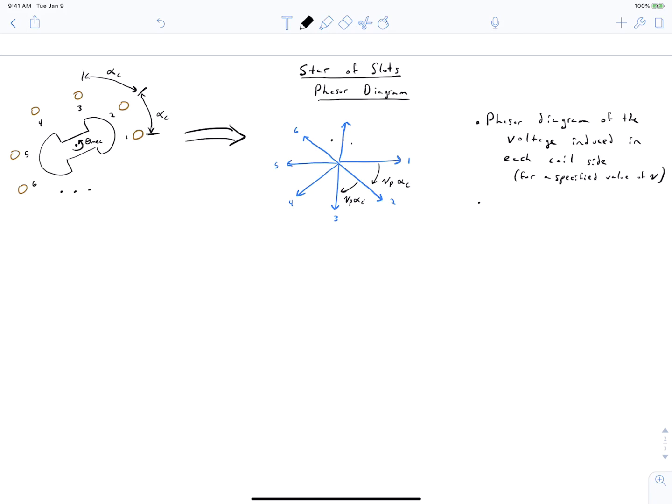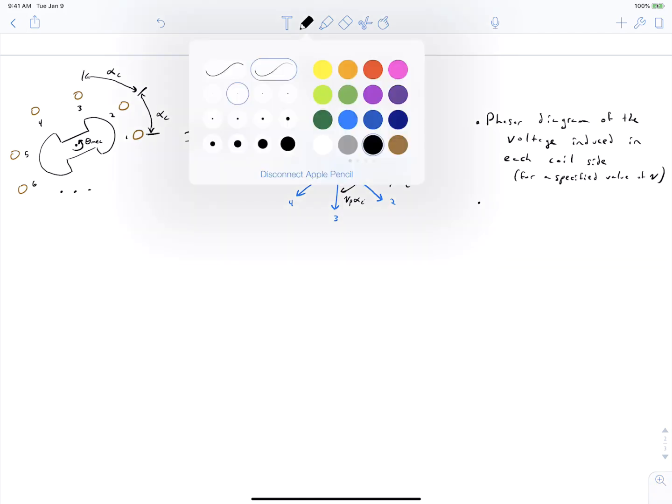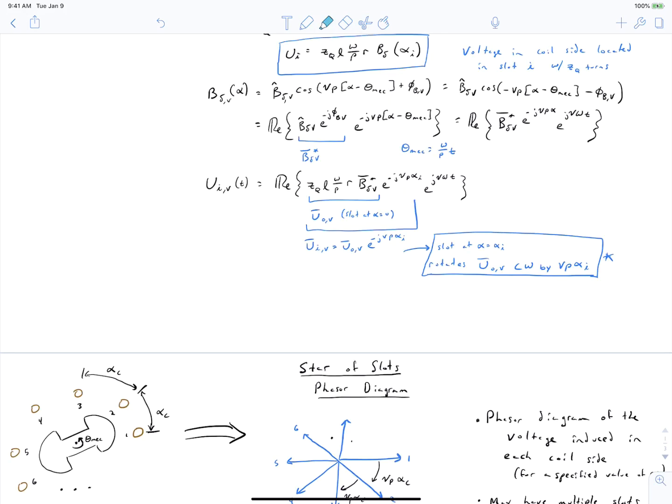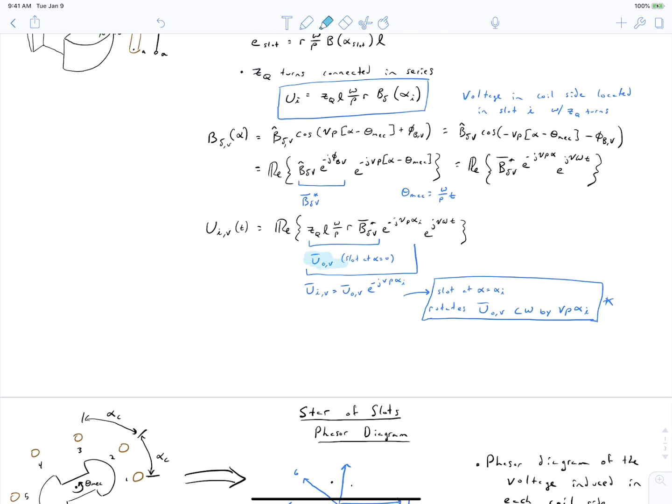And so you can imagine that if you have a 4-pole machine or a 6-pole or an 8-pole machine, you may have multiple slots appearing with the same phase angle. So when you draw one of these, you have to indicate what value of V you are talking about. And since this phasor right here depends on the phasor of our magnetic field, it's possible that we may not have some components in our magnetic field.